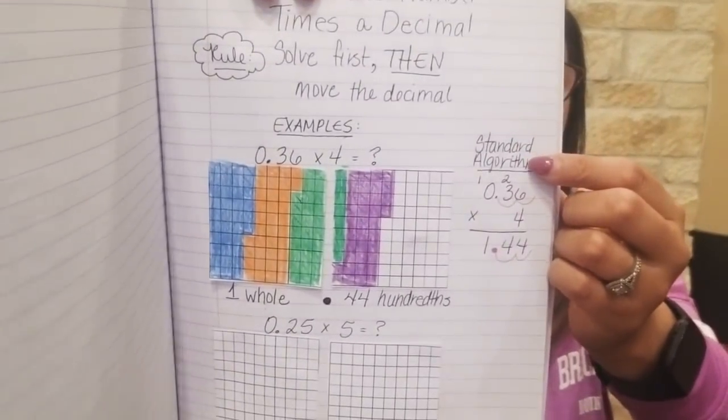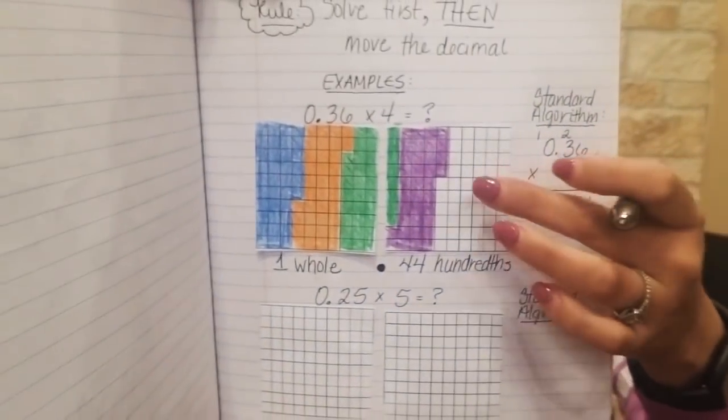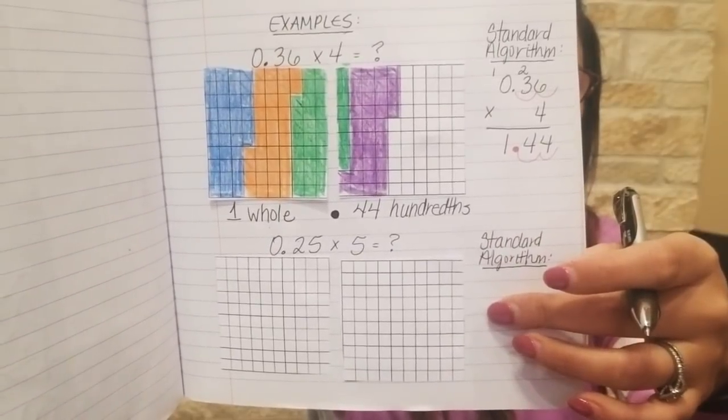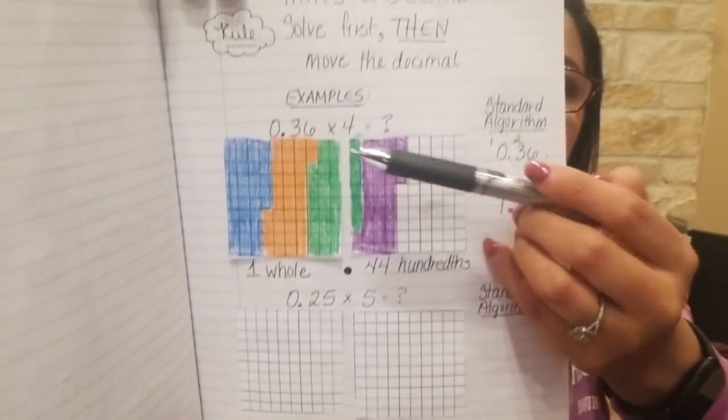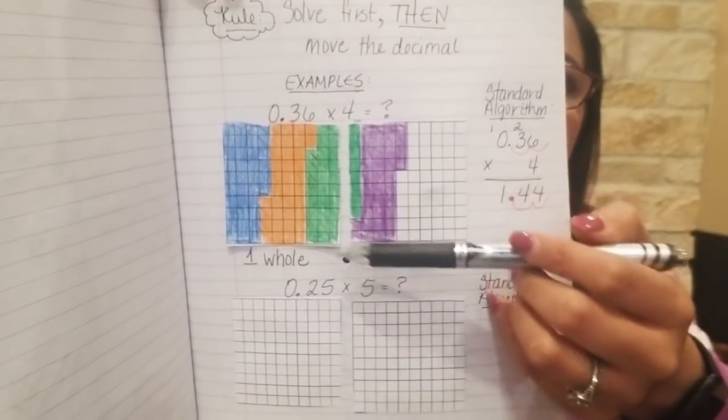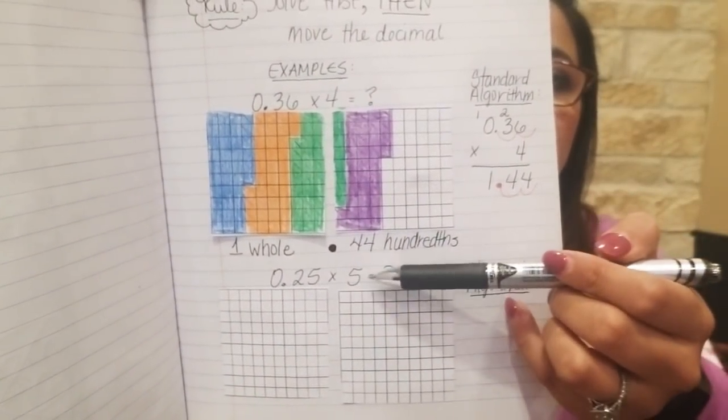Okay, so right here, I'm gluing down my second one. Okay, and then if you want to, oh gosh, I do not like this glue stick. If you want to, just like we wrote standard algorithm over here, you can write standard algorithm right there as well. Okay. Just like that. We're going to do the same thing that we did here, but we're going to do another one just to reinforce the whole thing. So here we did 36 hundredths 4 times. Down here, we're going to do 25 hundredths 5 times.